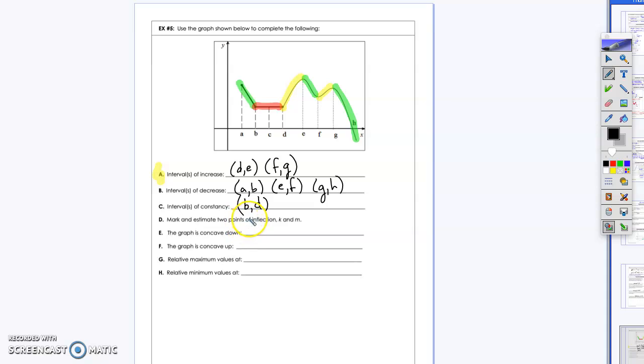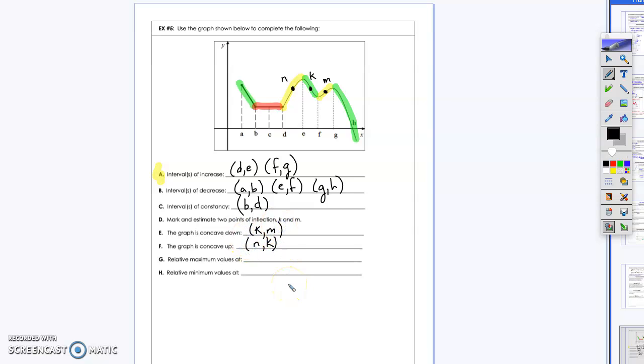It says mark and estimate 2 points of inflection. So we want to estimate where it changes concavity. We've got a concave up here, a concave down here. I would estimate right around here. And then it goes concave down again, so maybe around here. It says the graph is concave down. So we'll name this one K and this one M. We're concave down from K to M. And we're concave up. Well, we don't quite have enough points. Let's name this N. So N to K, we're concave up.